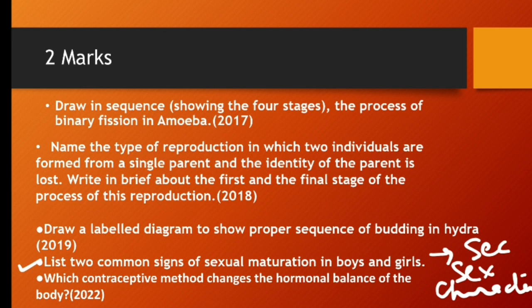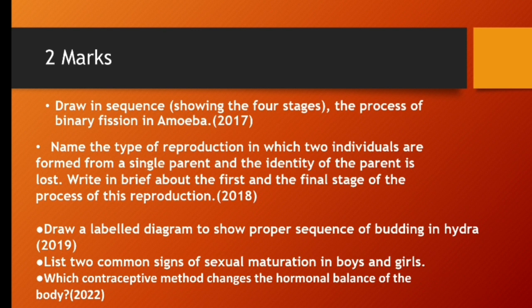Next, which contraceptive method changes the hormonal balance of the body? Now you know many contraceptive methods. Out of that, the chemical method, that is the use of pills. The use of contraceptive pills leads to changes in the hormonal balance of the body, because they have estrogen and progesterone, and this is used to delay the ovulation process. So that is why there is hormonal imbalance in the body.